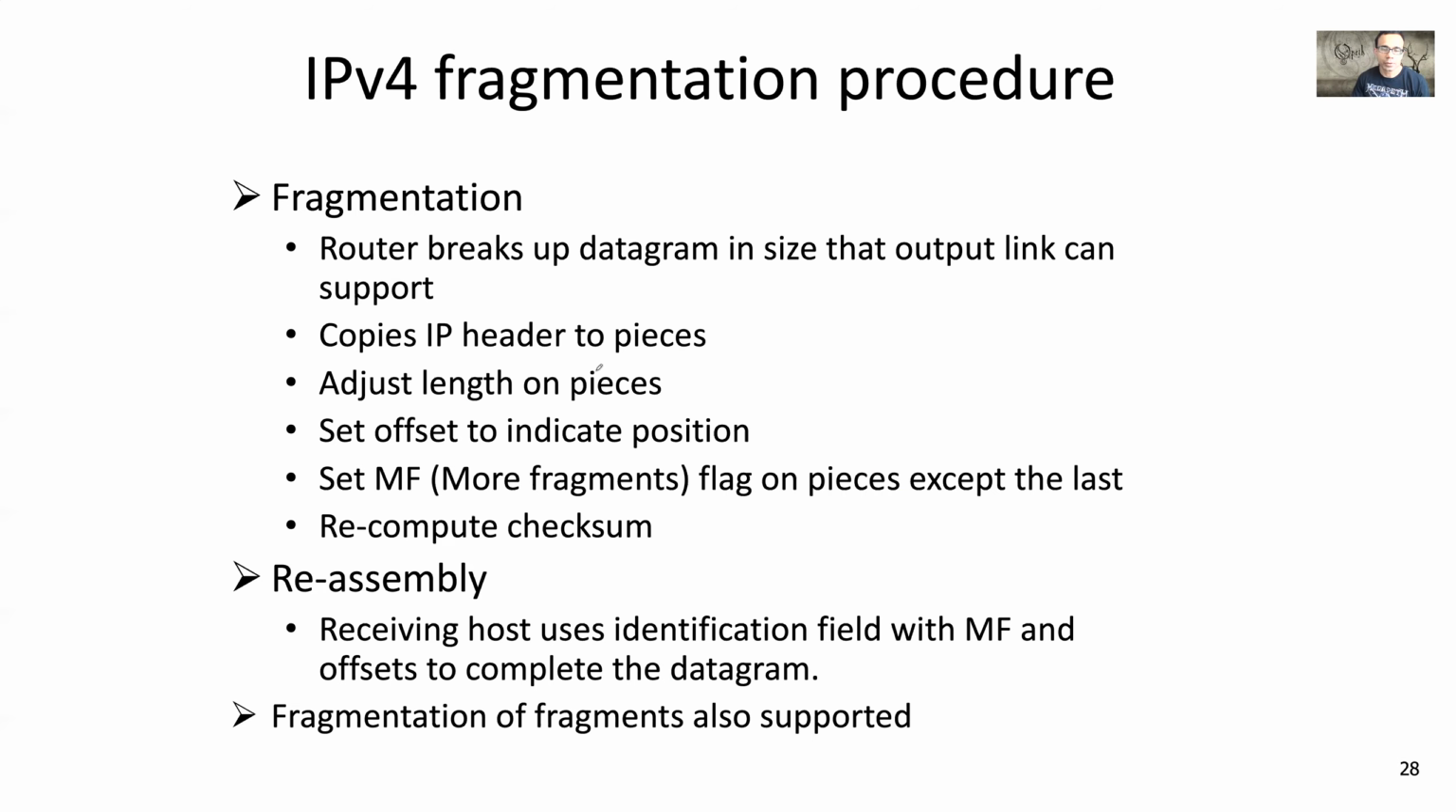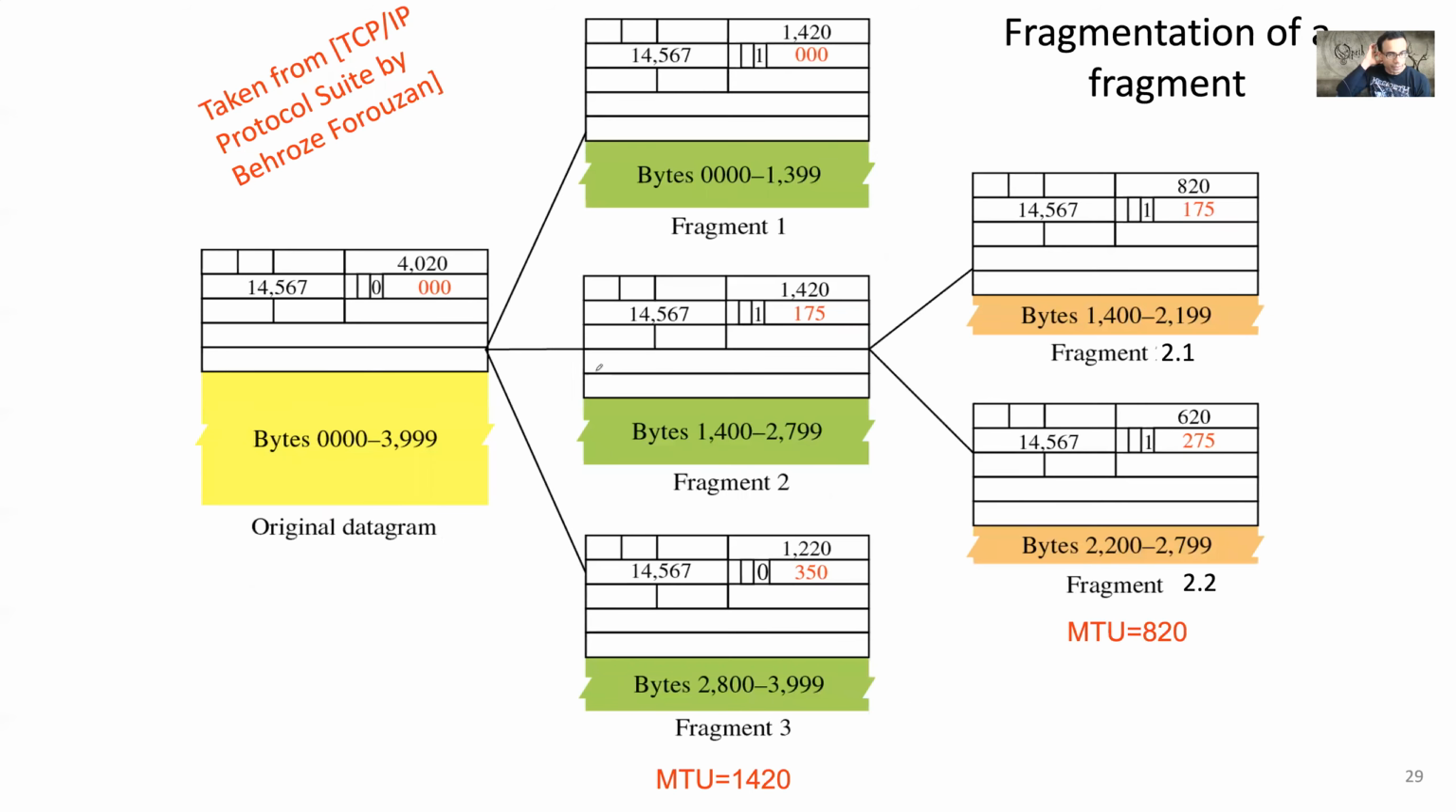Now this again, it's probably not typical, but it can happen, right? Sometimes you may end up where a fragment itself needs to be fragmented. So this is just an example I've given you. Here is the original datagram that was fragmented into these 3 fragments. The MTU is say 1420 here.